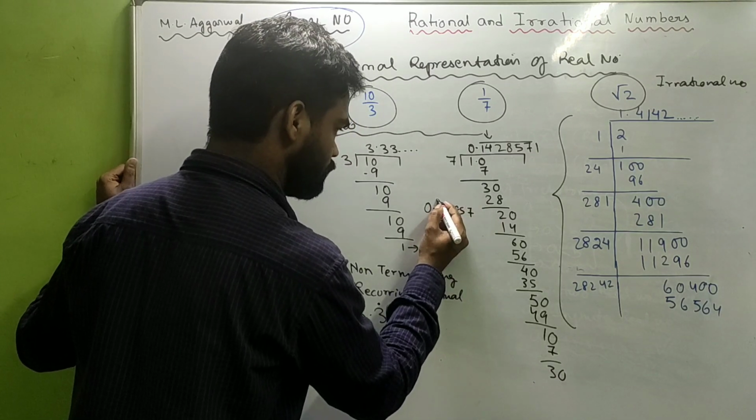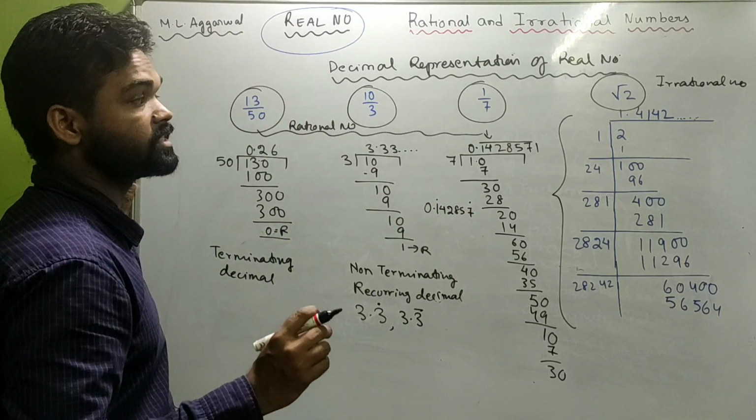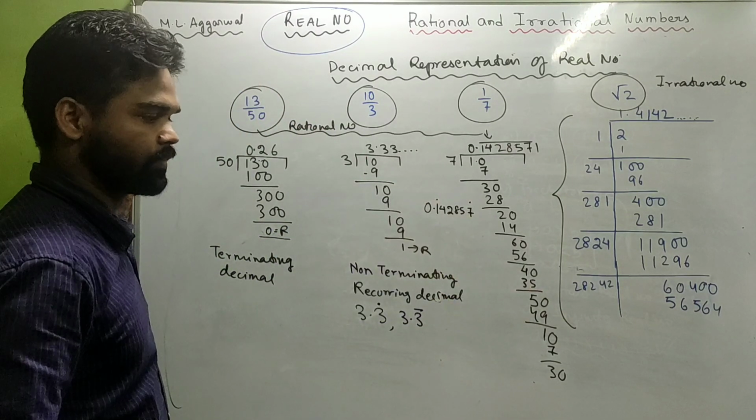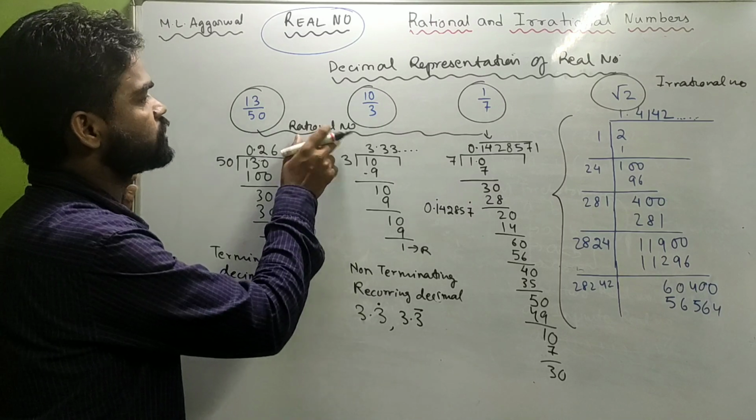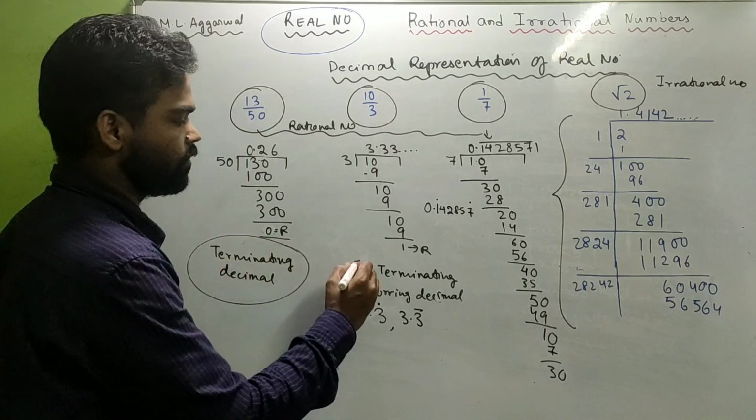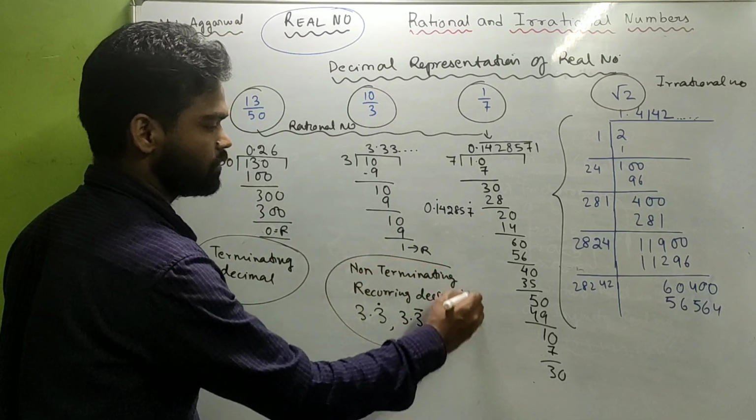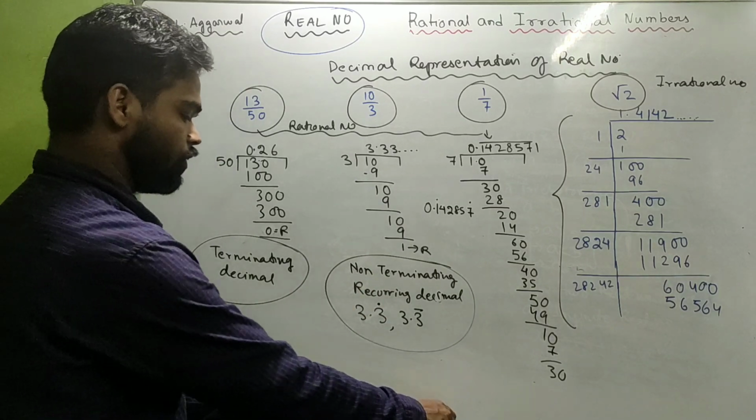0.142857, with a dot at the beginning and a dot at the end, which means 142857 is repeated. Am I clear? Achha, how do you know whether a rational number is terminating or non-terminating? It has to be recurring. Okay, non-terminating, recurring. How do we know that?